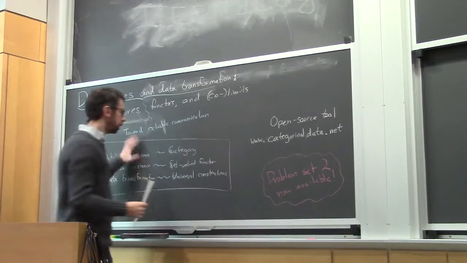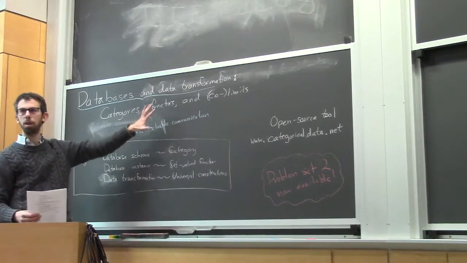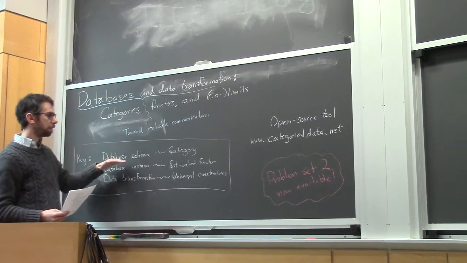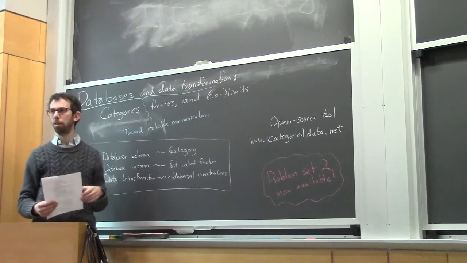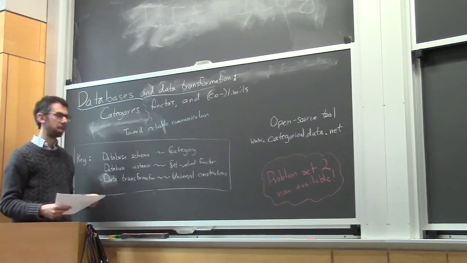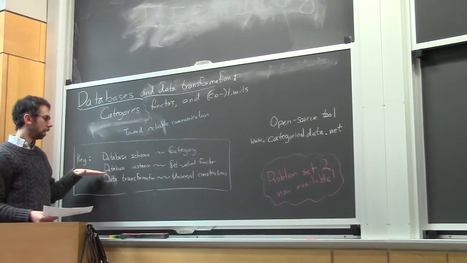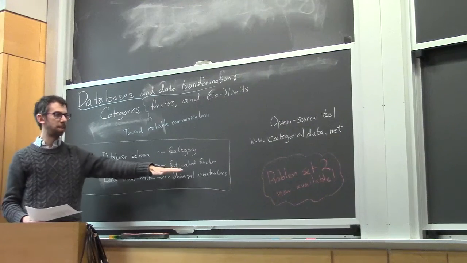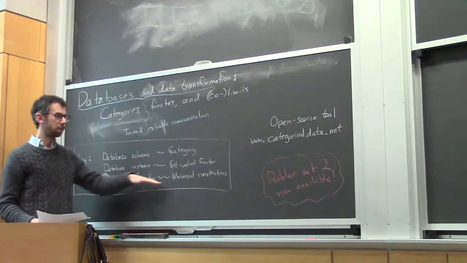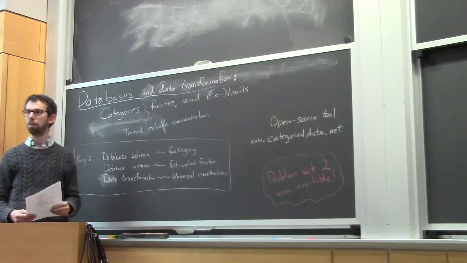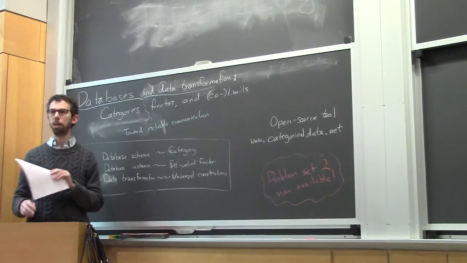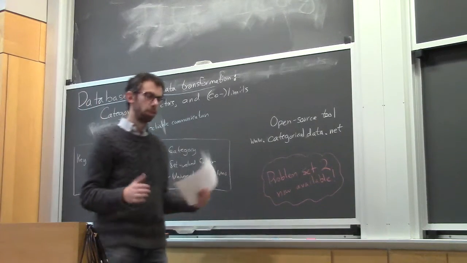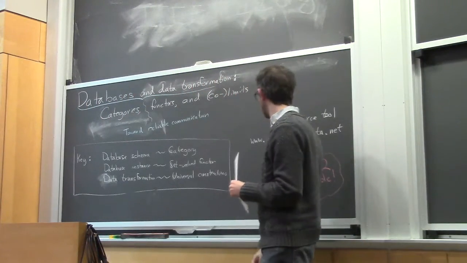And here's a key that you can use. I think I'll keep this board up throughout the lecture. So you can use this key. The basic idea is that database schemas are going to be categories. So if you ever hear me use the word schema, I'm talking about a database schema. It's like a category. A database instance is like what a database has in it at a certain time. That's a set value functor. And data transformations are what are called universal constructions. Ways of moving data from one schema to another while making no choices, doing what's called a universal construction.